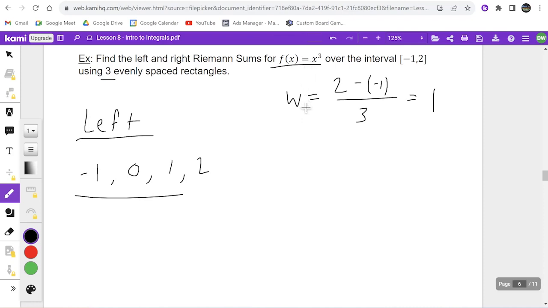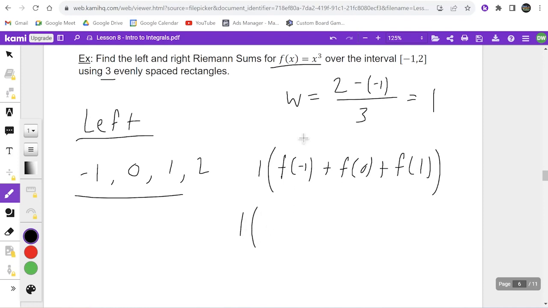So let me show you from a notation point what I'm going to write. I'm going to write the width, which is 1, times the quantity, f of negative 1 plus f of 0 plus f of 1. That's the left Riemann sum. And if you plug in negative 1 cubed is negative 1, plus 0 cubed is 0, plus 1 cubed is 1. You plug this in a calculator, or even just do a little bit of mental math, you're going to get an area of 0.